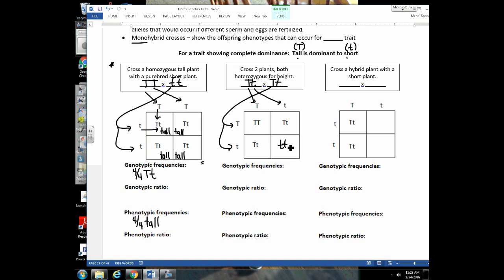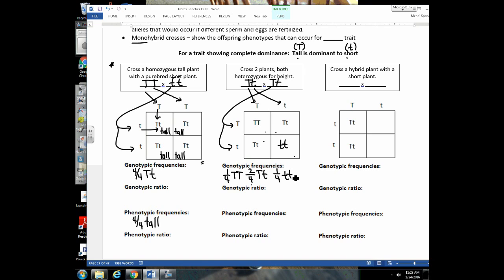Genotypic frequencies. We have these two are the same, and this one's different as well. So we have 1/4, big T, big T. 2 out of 4, big T, little t, which we can condense down to 1/2. I like to leave it as a 4. You're going to see why here in a second when we figure out ratios. And then I have 1/4, little t, little t.